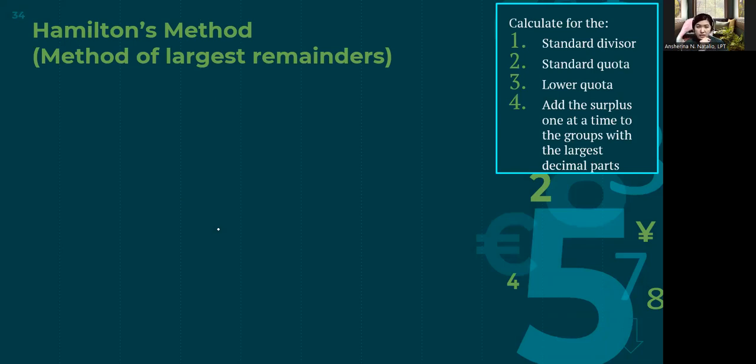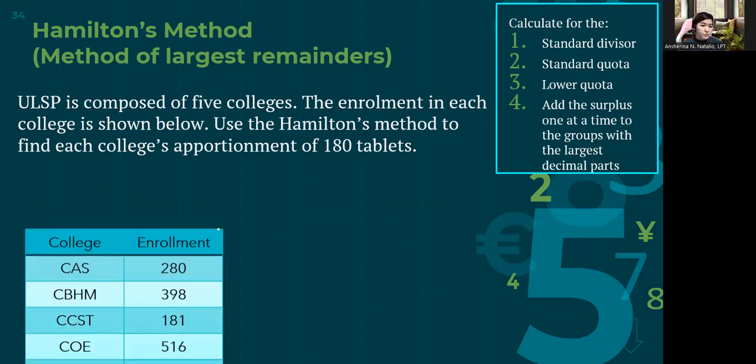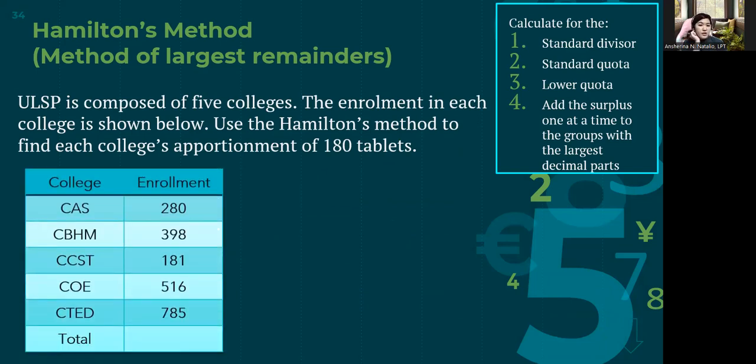Ayan. So, andito yung cheat sheet natin sa right side. Ito, bigay tayo ng example. So, ULSP is composed of 5 colleges. The enrollment in each college is shown below. Use the Hamilton's method to find each college's apportionment of 180 tablets. Ba't mo ka mamimigay ng 180 tablets? Well, sana. Okay? So, first thing that we need to do, ang sabi is we have to look for the standard divisor. Ano ang formula natin for standard divisor?